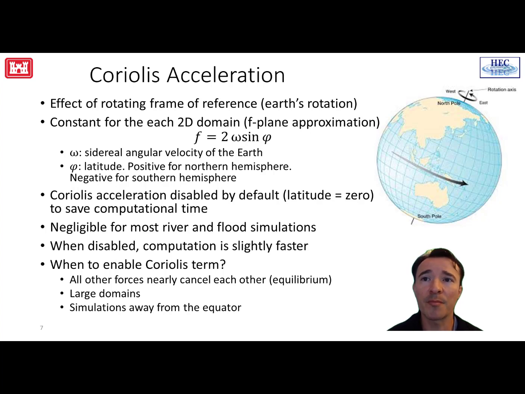The Coriolis parameter is a function of latitude, but HEC-RAS models are small enough that an average latitude can be used to compute a constant Coriolis parameter for each 2D area. This is known as an F-plane approximation. Coriolis is disabled by default, and for most river and flood simulations, the Coriolis effect is negligible. However, it can be important for large domains or higher latitudes.